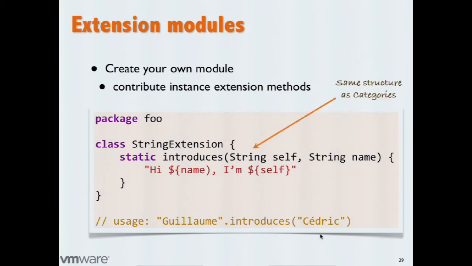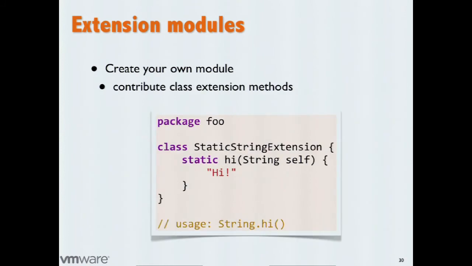It's exactly like Groovy categories for those who know them. It's a little detail. We can do that for instance methods, but also for static methods. That's the same mechanism, except that here we don't care about the actual variable, but we just care about the type of the first parameter.